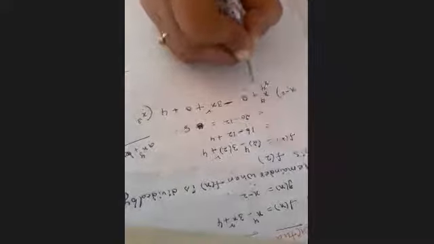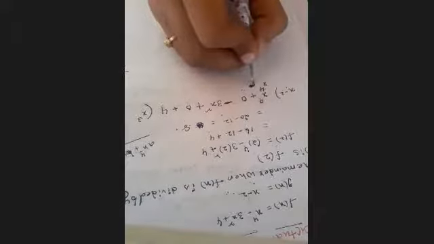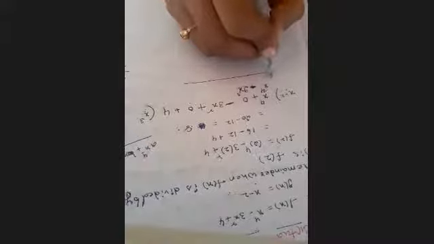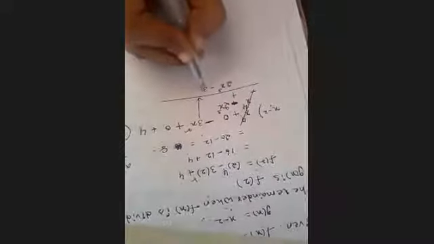So x cube into x, what will come? X power 4. Plus into minus, minus, so x cube into minus 2 gives 2x cube. Same sign is there, so I am changing the sign: here minus, here plus. So this x power 4 will get cancelled. Here 2x cube. Again I am taking the term down, minus 3x square. Again 2x cube is there, I am cancelling with the x. X will get cancelled. What will come?